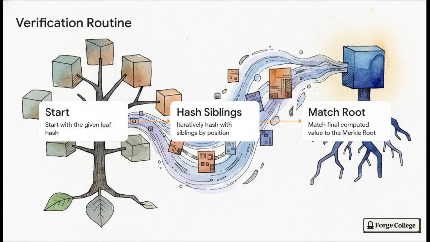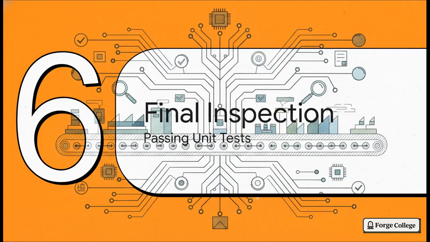Step 1. Start with the given leaf hash. Step 2. Iteratively hash it with the provided proof siblings. And you have to be super careful here to put the sibling on the correct left or right side, strictly according to that position metadata we talked about. Step 3. Calculate your way up to the top. If your final computed value perfectly matches the known Merkle root, boom, the proof is solid. It's a deterministic rebuild step by step. If even a single bit of the original data was altered, the final root will be completely unrecognizable. No way around it.